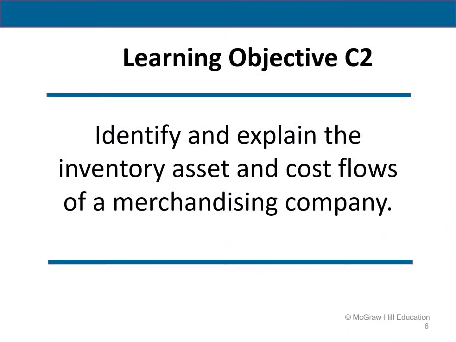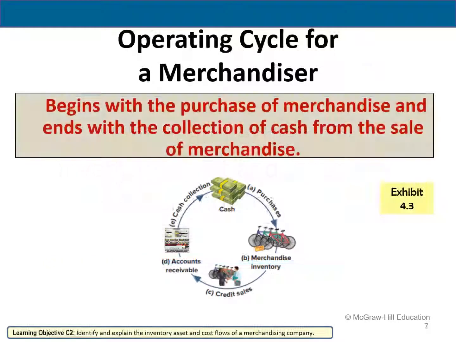Okay, let's talk about inventory assets and cost flows next. All right, so the operating cycle for a merchandiser begins with the purchase of the merchandise and it ends with the collection of cash from the sale of the merchandise. Okay, so you start with purchasing the merchandise, then you have merchandise inventory, then you have credit sales, then you have accounts receivable, and then you have the cash collection.